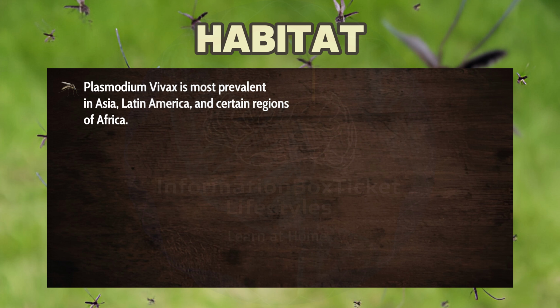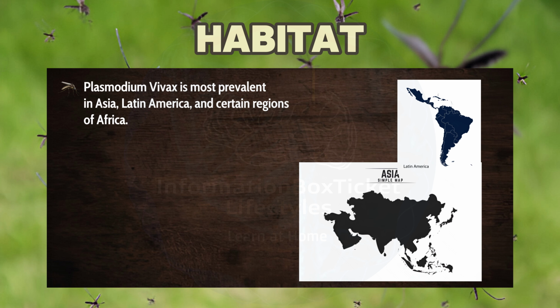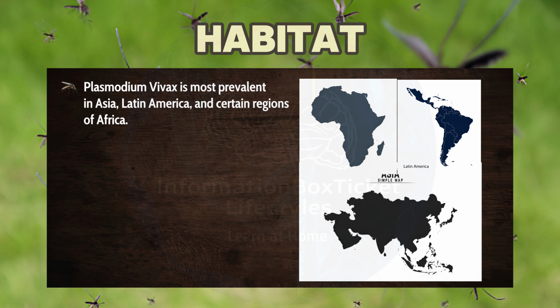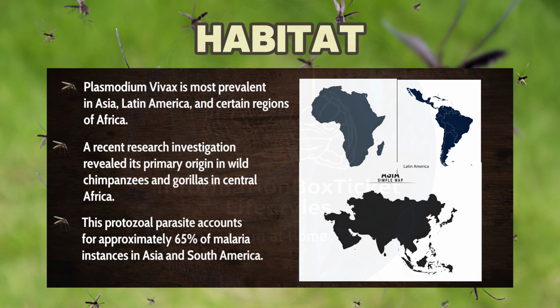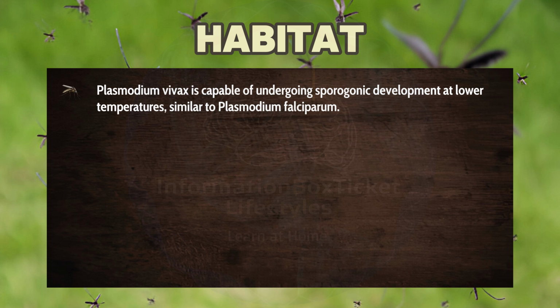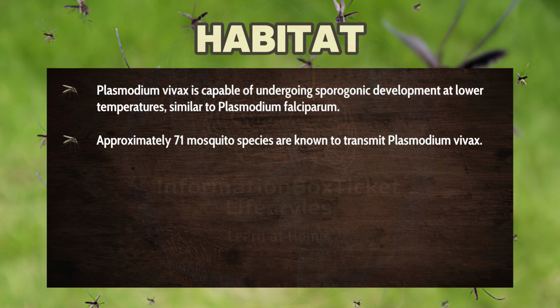Habitat of Plasmodium vivax. Plasmodium vivax is most prevalent in Asia, Latin America, and certain regions of Africa. A recent research investigation revealed its primary origin in wild chimpanzees and gorillas in Central Africa. This protozoal parasite accounts for approximately 65% of malaria instances in Asia and South America. Plasmodium vivax is capable of undergoing sporogonic development at lower temperatures, similar to Plasmodium falciparum. Approximately 71 mosquito species are known to transmit Plasmodium vivax.